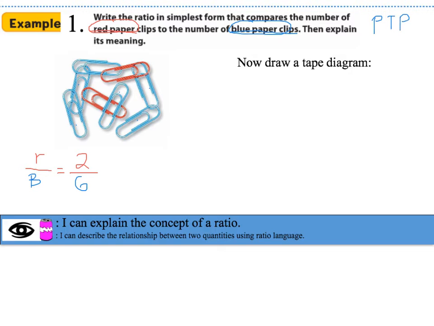And before I even start doing this, I want to identify this as a part to part ratio, because the red paper clips are part of a total. The blue paper clips are also part of the total. The other way you might want to think of this is the red paper clips cannot be the blue paper clips.